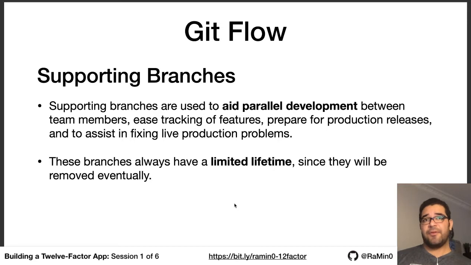So the other type of branches that are suggested by GitFlow to use are what we call the supporting branches. Those are branches that aid in parallel development, basically to enable your team members to work in parallel without having to step on each other's toes. Usually these branches have a limited lifetime. That means they are spun off to do a certain thing, and when they are done with that thing, they should be deleted and merged into one of the main branches that I mentioned before.